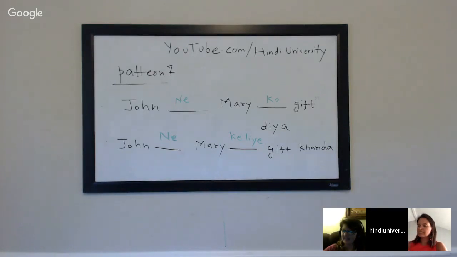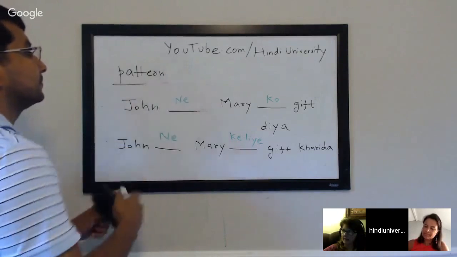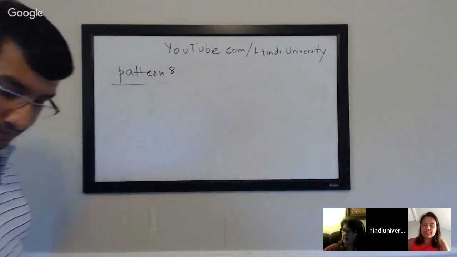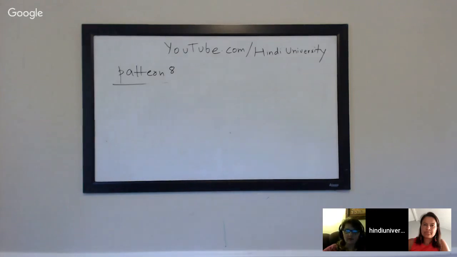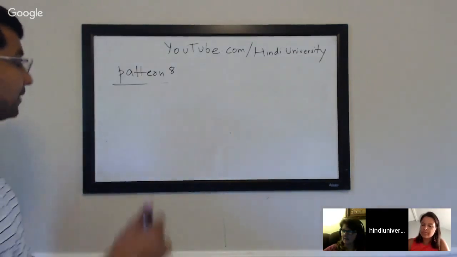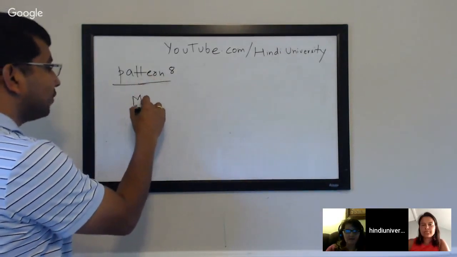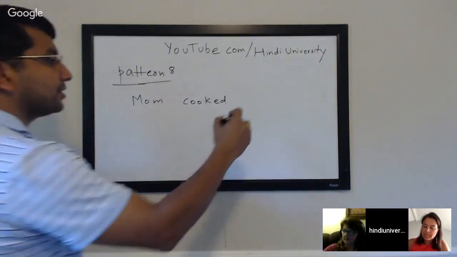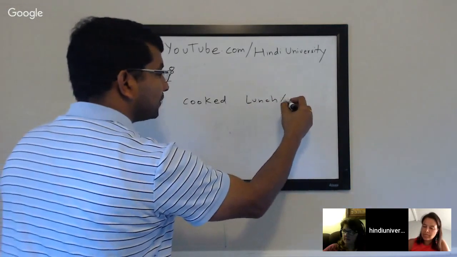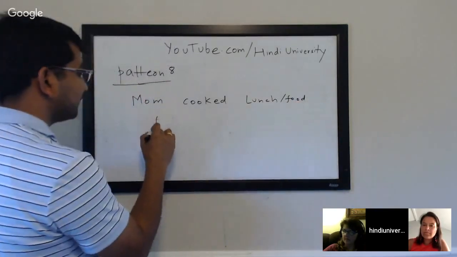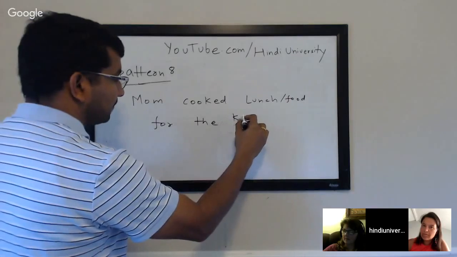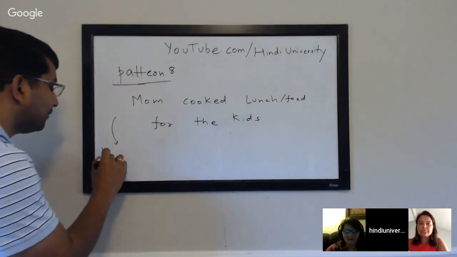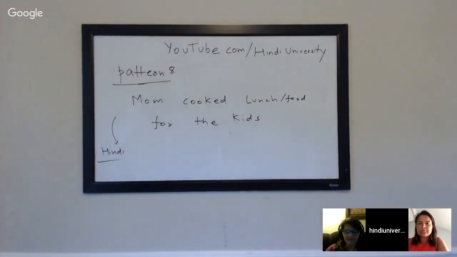In this case, now will be pattern number 8. And now let me ask you this way. What if I were to give you a different kind of exercise? Mom cooked lunch, or food, you can use also, for the kids. So a slightly difficult or different exercise, but you have to translate that into Hindi. How do you say that? That a mom, she cooked food for the kids.